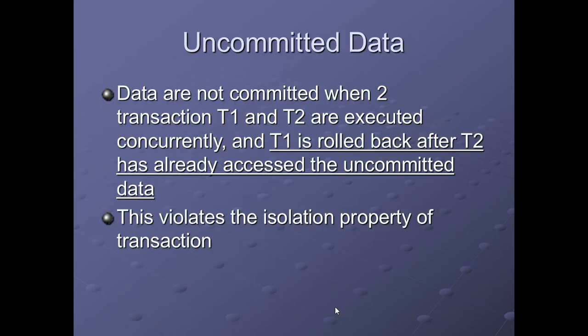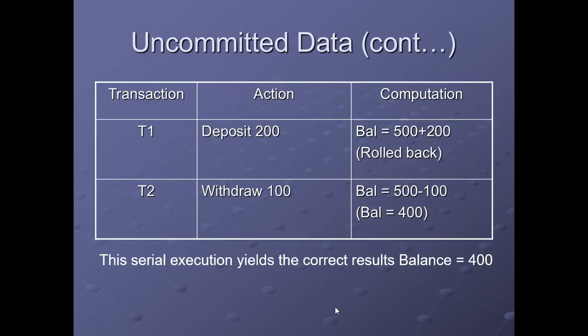The second problem on our list. Data are not committed when two transactions, transaction 1 and transaction 2, are executed concurrently, and transaction 1 is rolled back after transaction 2 has already accessed their uncommitted data. This violates the isolation property of transaction. Those are the properties that we've looked at. Then there is uncommitted data.